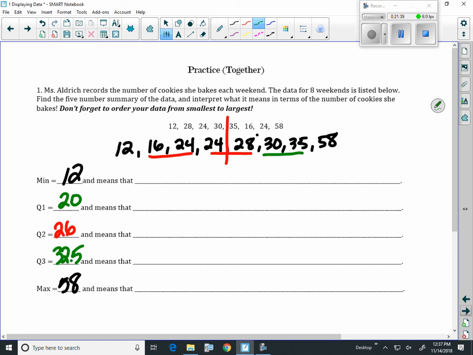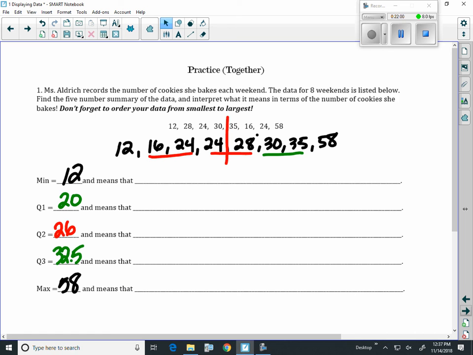Any issues or questions finding those? Okay, so let's look at what we're actually doing, because we didn't even read the problem. We just jumped right into it. Miss Aldrich records the number of cookies she bakes each weekend. The data for 8 weekends is listed below. Find the 5 number summary.